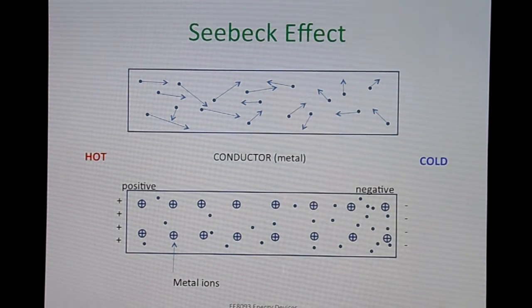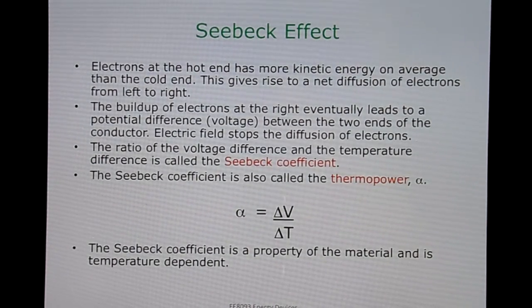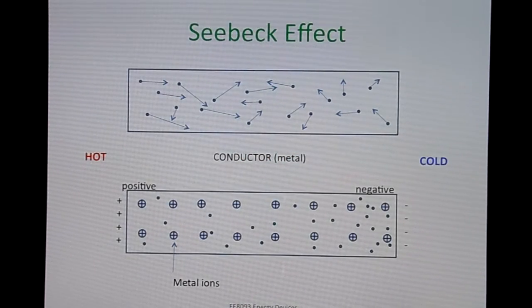So what will that result in? We can look at the next page and we can see that the diffusion of electrons from the left side to the right side will eventually give rise to a potential difference or voltage difference between the two ends of the conductor. Let's move back to page 32 and we look at the bottom diagram.